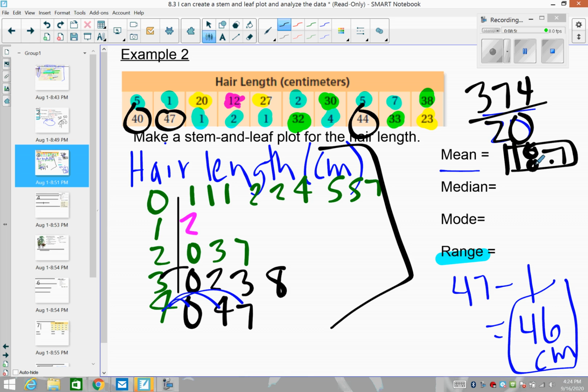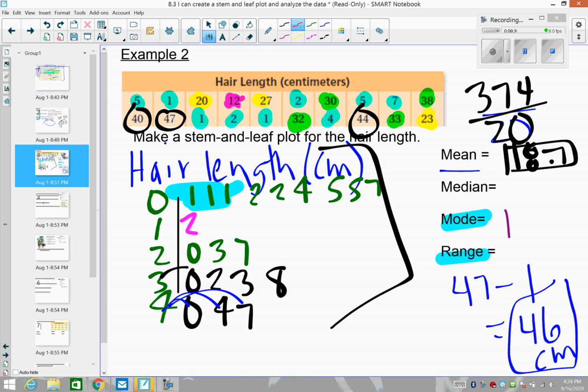Cool. Next one I'm going to do is the mode, only because it's the easiest one to read off the graph. I didn't mean to cross that off. So the mode. The mode is the number that occurs the most often. It appears that the number 1 occurs the most often. It occurs 3 times. So the mode then would be 1.